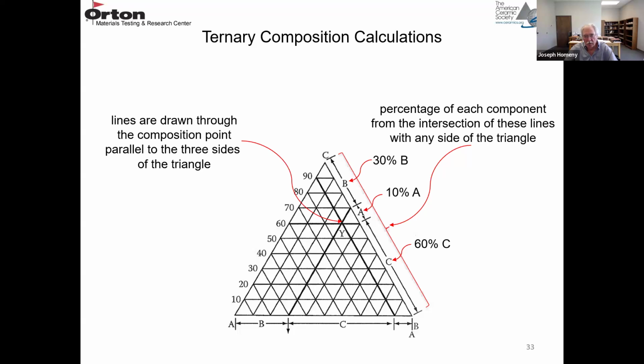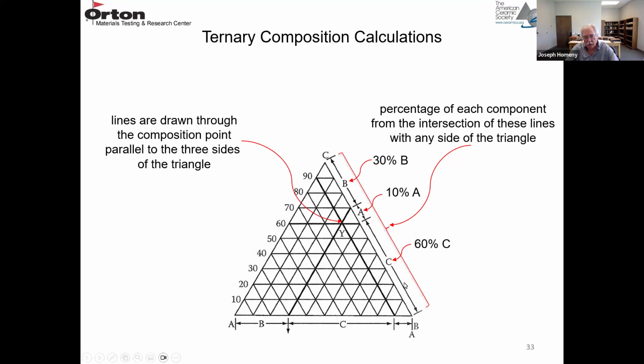Another way to look at it is you can draw parallel lines through the composition of interest. So here's another point, Y. You just draw lines through Y parallel to all three sides, BC, BA, and AC. And then you can take any one of these sides, it doesn't matter. But this is the side BC. And then you split it up where these lines intersect. So this region is 1, 2, 3, or 30%, 3 units of 10% each, 30%. That's the percent of B.